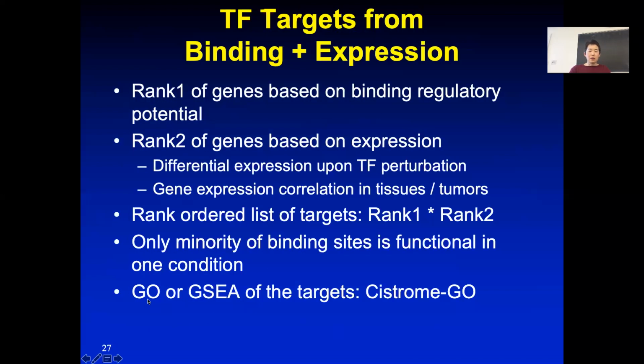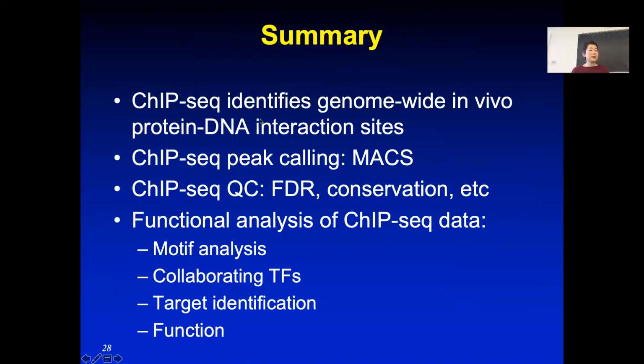Okay. So in summary, ChIP-seq is a very, very powerful experiment. It can identify genome-wide, in vivo protein-DNA interaction sites. In vivo means it's in the cell, it's not just binding to the DNA. You can use MACS for ChIP-seq peak calling. And also for quality control, there's the standard FastQC, but after you run MACS, you can get the FDR, the fold change, you can look at conservation, and you can look at motifs to really quality control your sample.